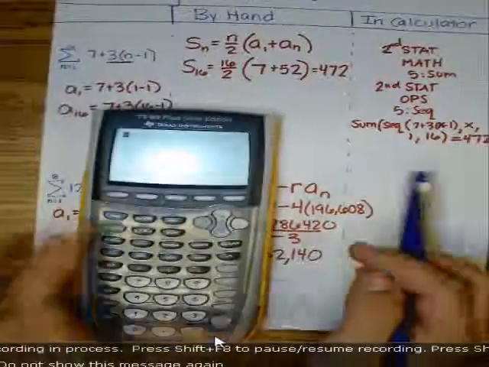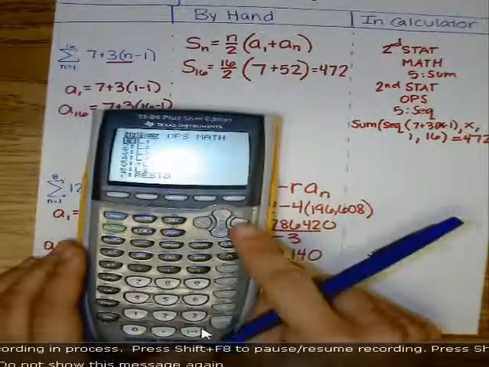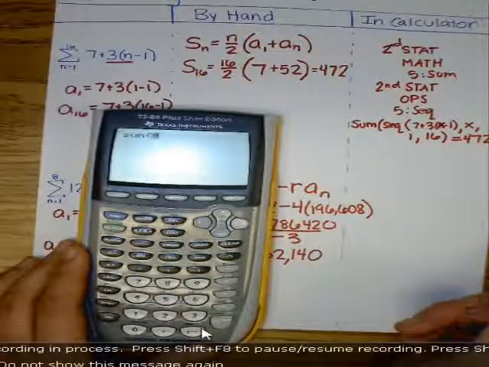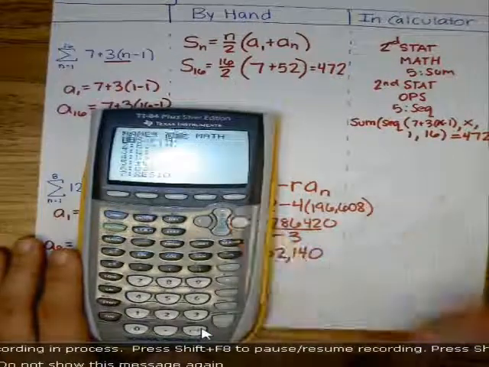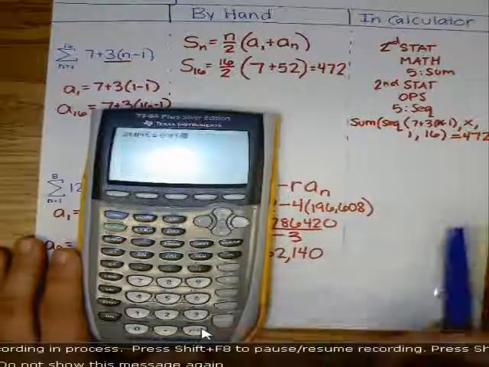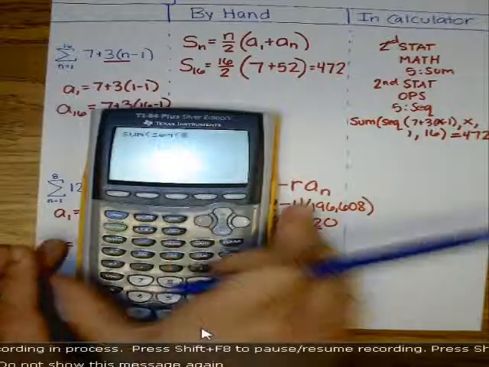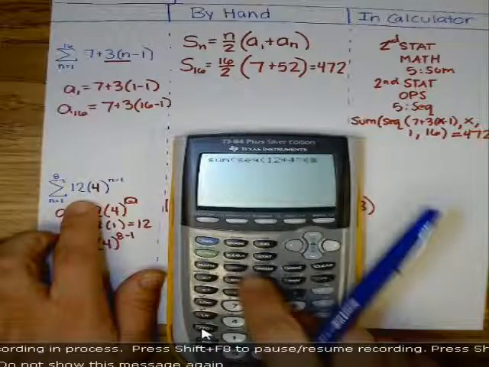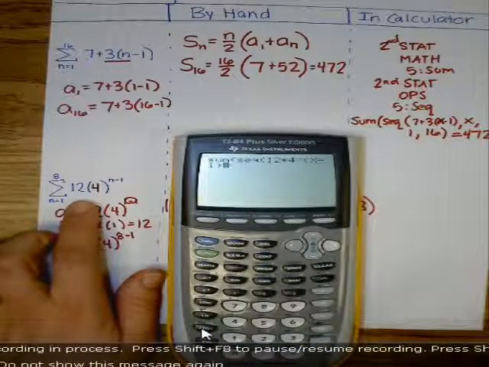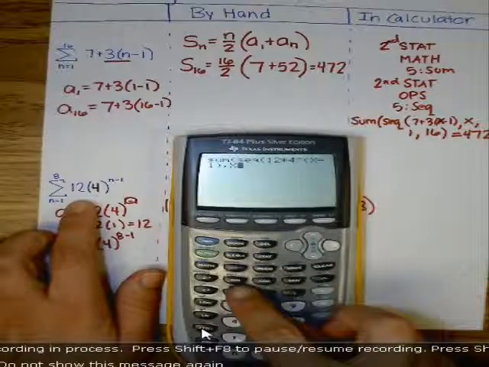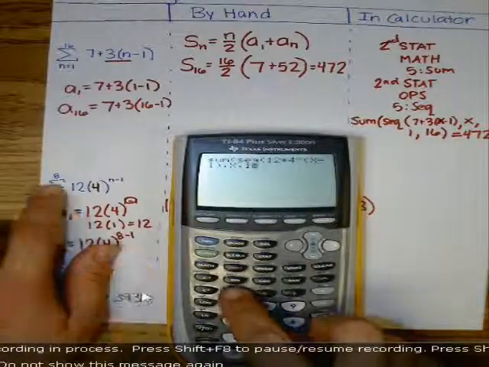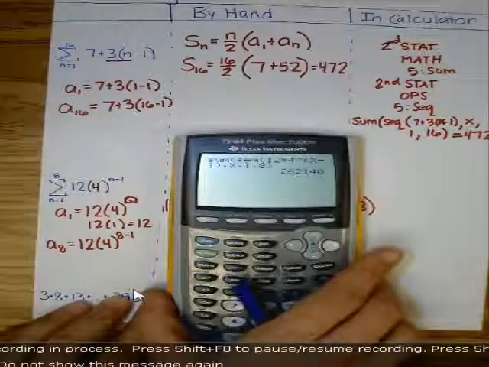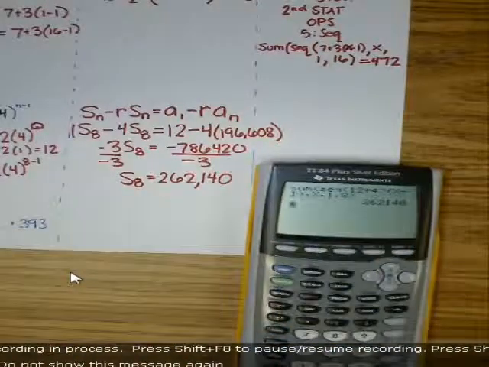So what would the shortcut in my calculator be? Let's follow the same steps. Second stat. Scroll over to math and down to the word sum. Second stat. Scroll over to the word ops and down to the word sequence. I'm summing my sequence. We need to tell it what the sequence is. 12 times 4 to the power of x minus 1. Define your variable x. The lower limit is 1. The upper is 8. Close your parentheses. And look at that. We got the right answer.